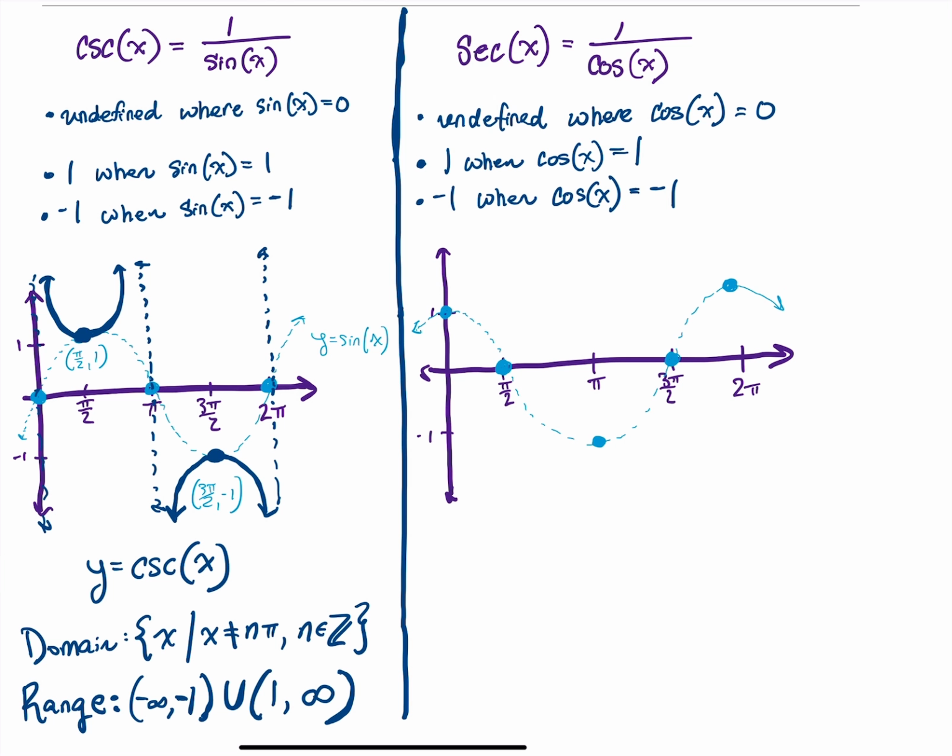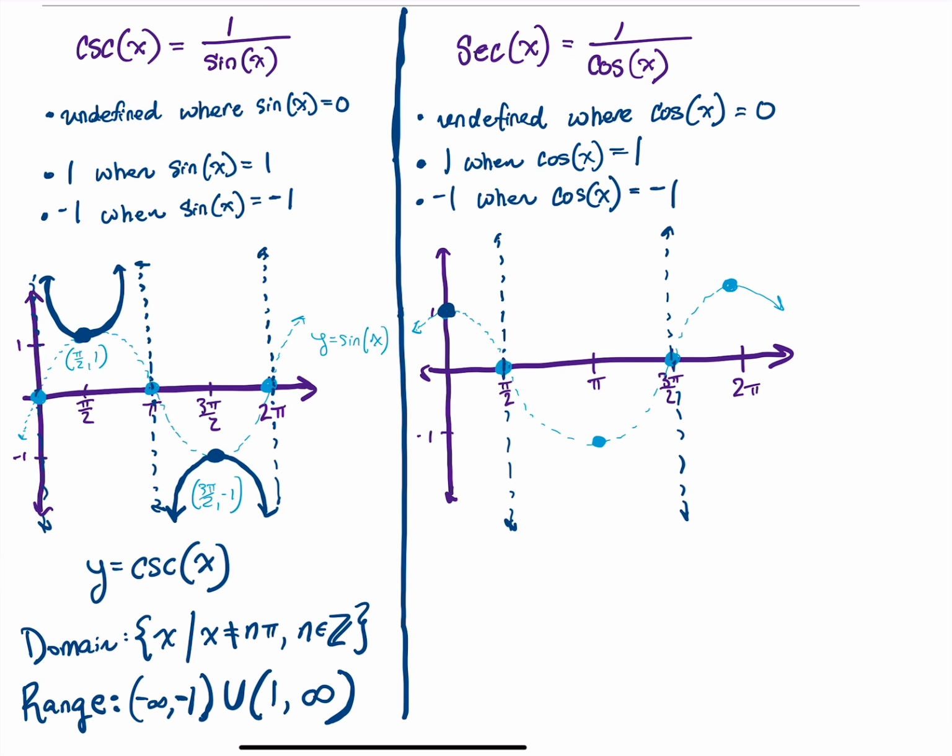So in a similar way to the cosecant, we said the secant is undefined wherever the cosine is equal to 0. So that means here at 2 pi, we'll get a vertical asymptote. Also at 3 pi over 2, vertical asymptote. We can continue that pattern in both directions. And then it will have parabolas at these maximum and minimum points.